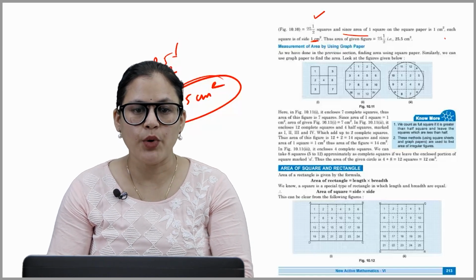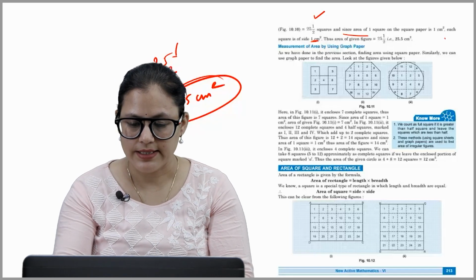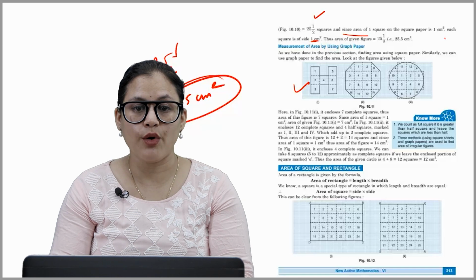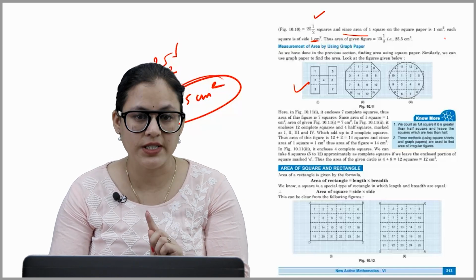Here in figure 10.11, first part, it encloses 7 complete squares. Thus, area of this figure is 7 squares. Since area of one square is equal to 1 centimeter square, area of given figure 10.11 first part is equal to 7 centimeter square.